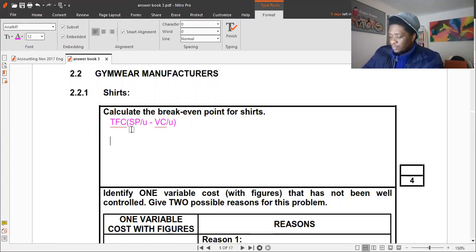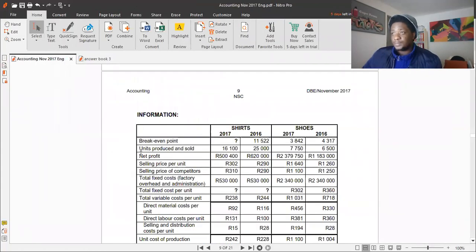And then we know that the total fixed cost is 530,000. We'll divide that by the selling price per unit, which is 302 minus our variable cost of 238 per unit. That will give us a total of 8,282 units. So this business needs to sell 8,282 shirts in order to neither make a profit nor a loss. Cool. Let's move on to the next question.